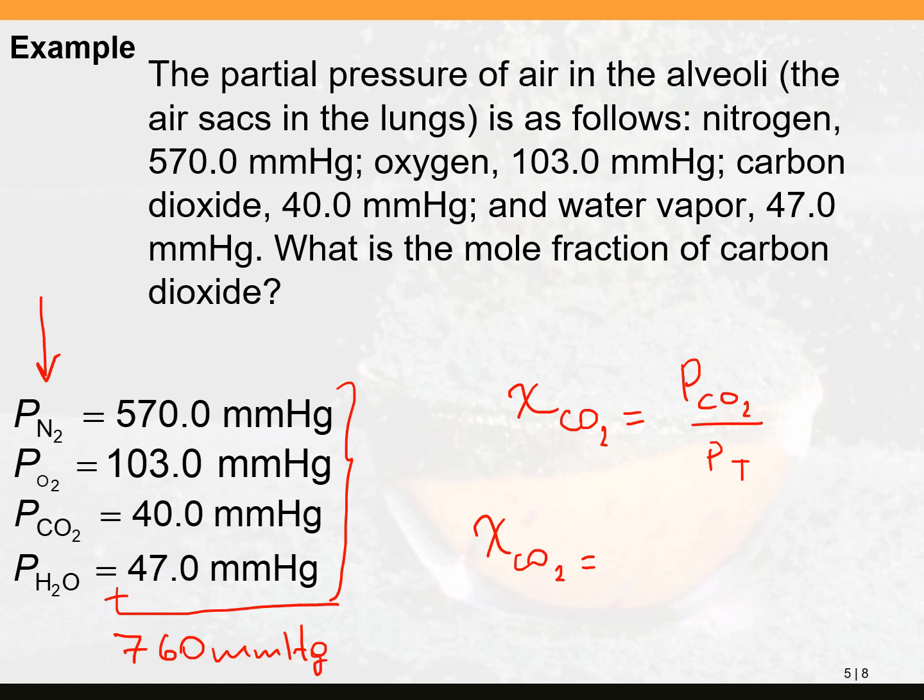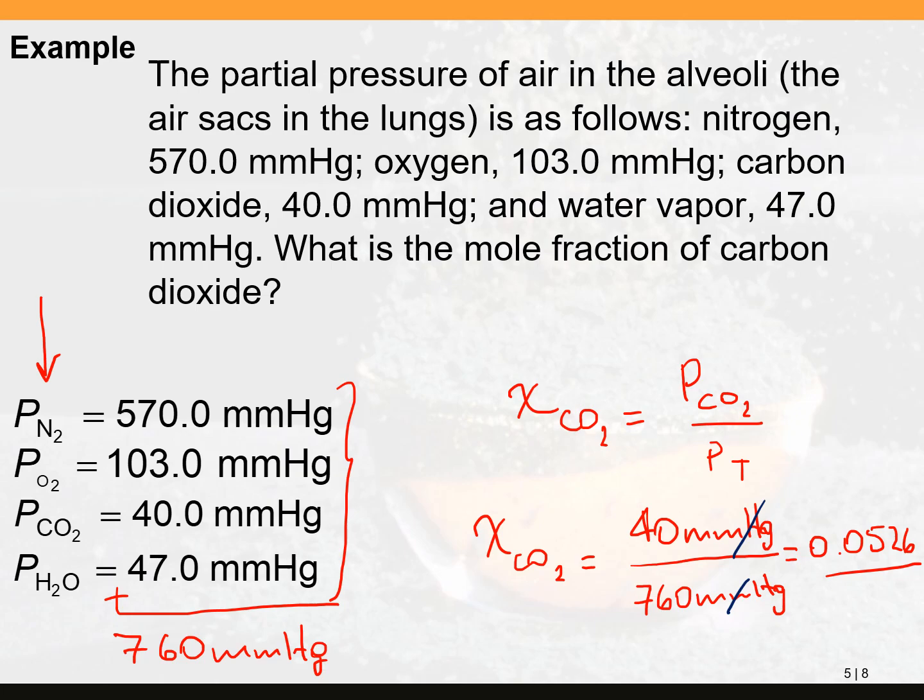Carbon dioxide has a partial pressure of 40 millimeters of mercury, and the total pressure is 760 millimeters of mercury. The pressure units will of course cancel, and it will result in a dimensionless mole fraction. For this problem, it is equal to 0.0526. This is the mole fraction of carbon dioxide.